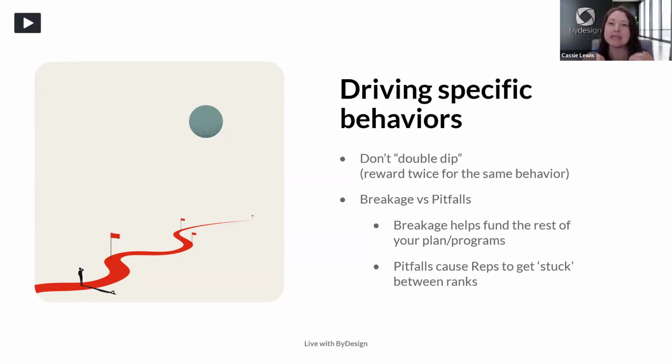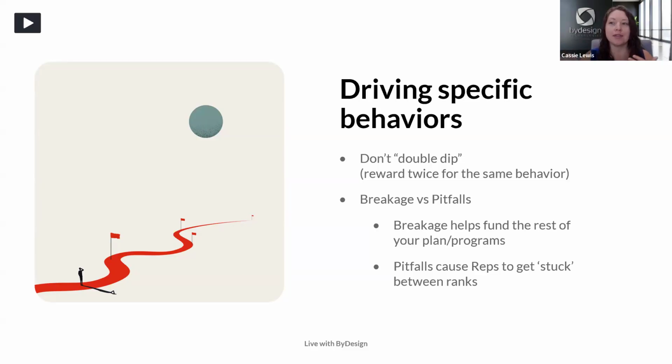Okay. If you see a trend of reps getting stuck at a certain point in your comp plan, look at the requirements for that next rank. It may be that you've built it in such a way that it is insurmountable, or that, unless the stars align, there's no way a rep is going to be able to do this, right? So that's the difference between breakage and pitfalls.